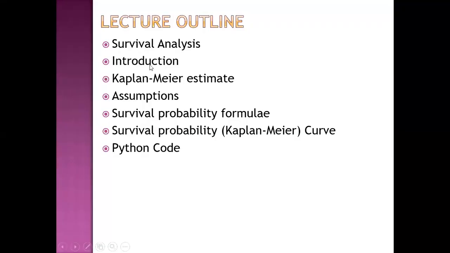This is my lecture outline. First, I will talk about survival analysis in general. What are the three methods of survival analysis? Then I will give an introduction of Kaplan Meier estimate. Then I will talk about assumptions. Then I will talk about the survival probability formula. Then I'll talk about the survival probability curve or Kaplan Meier curve. And then I will show a Python code using one of the Python packages.